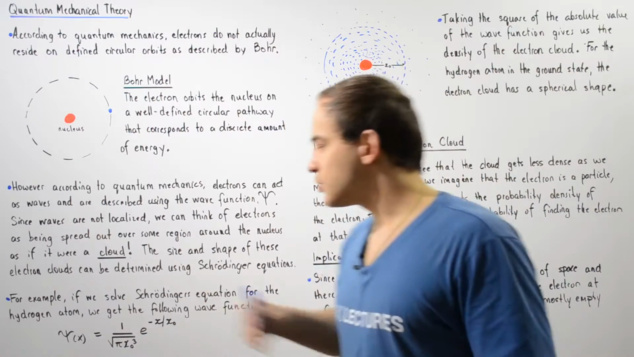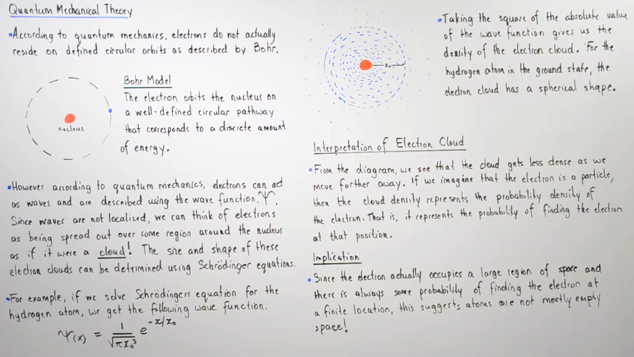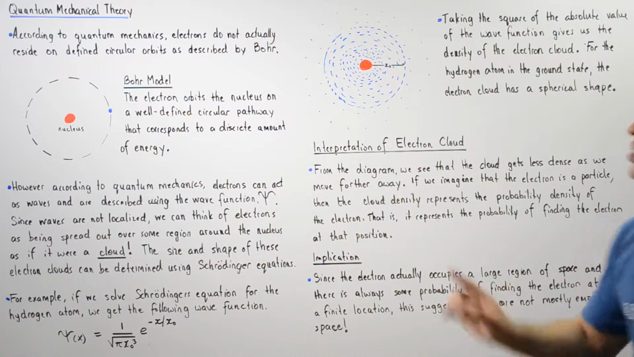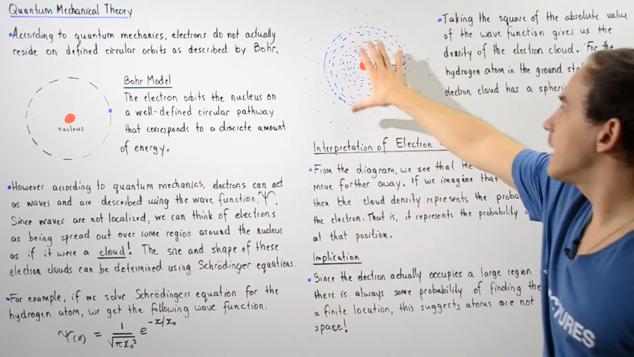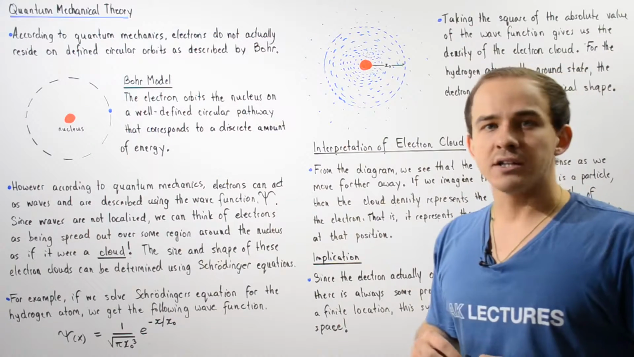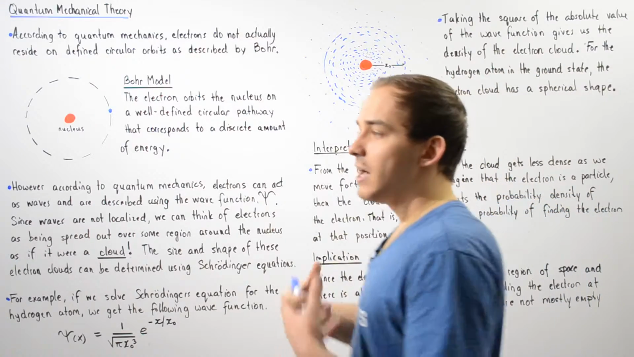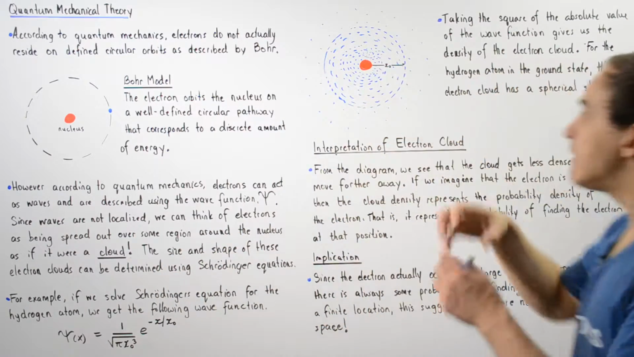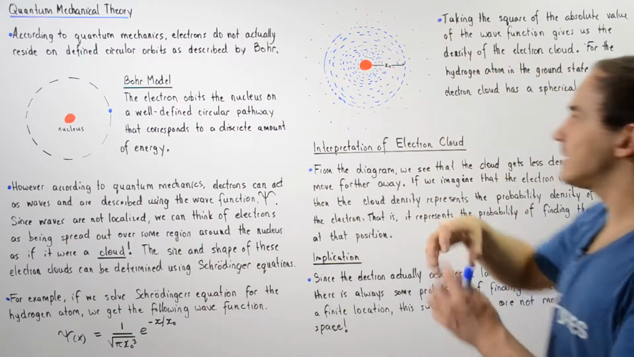Now, if we take this wave function and we take the square of the absolute value of the wave function, that will give us something known as the density of that electron cloud. And the density is described by the following diagram. Basically, we see that for the ground state of the hydrogen atom, the electron cloud takes the shape of a symmetrical three-dimensional spherical shape. Of course, for more complicated atoms and electrons, we have different shapes. But for the hydrogen ground state, the shape is in fact a spherical shape.